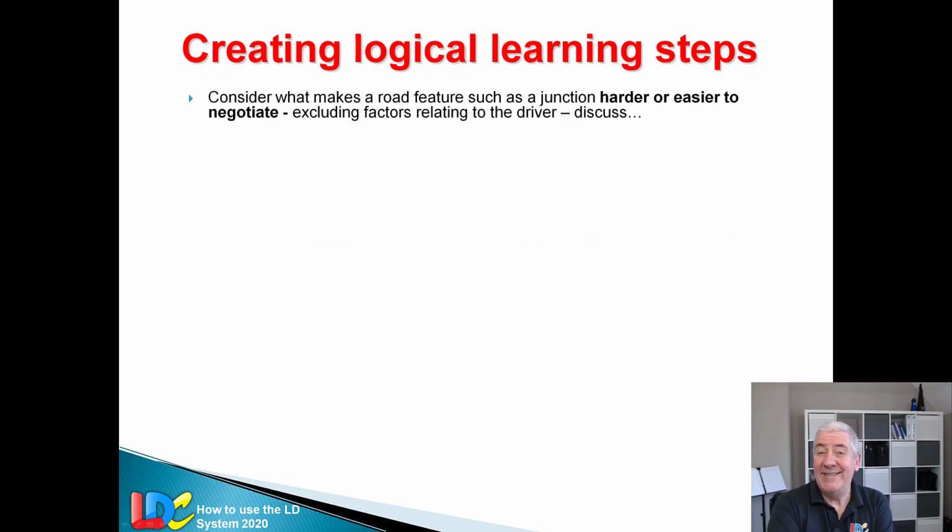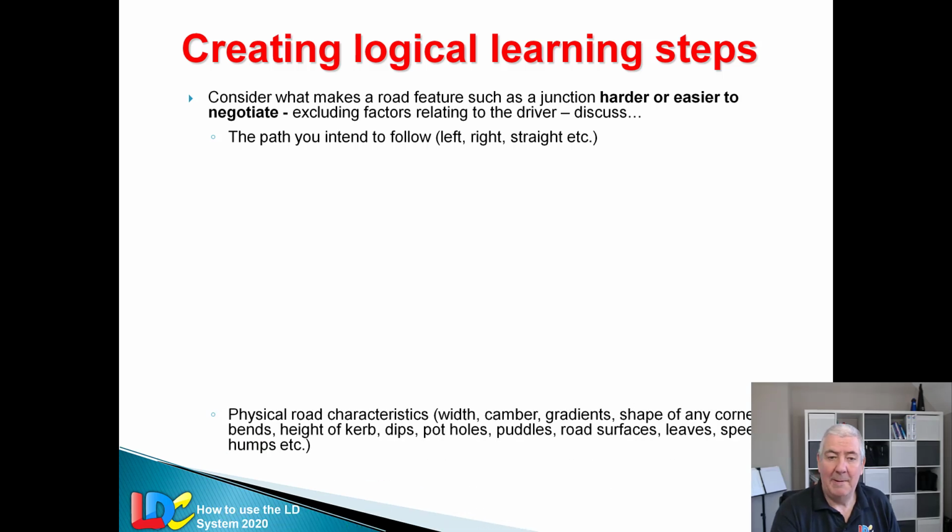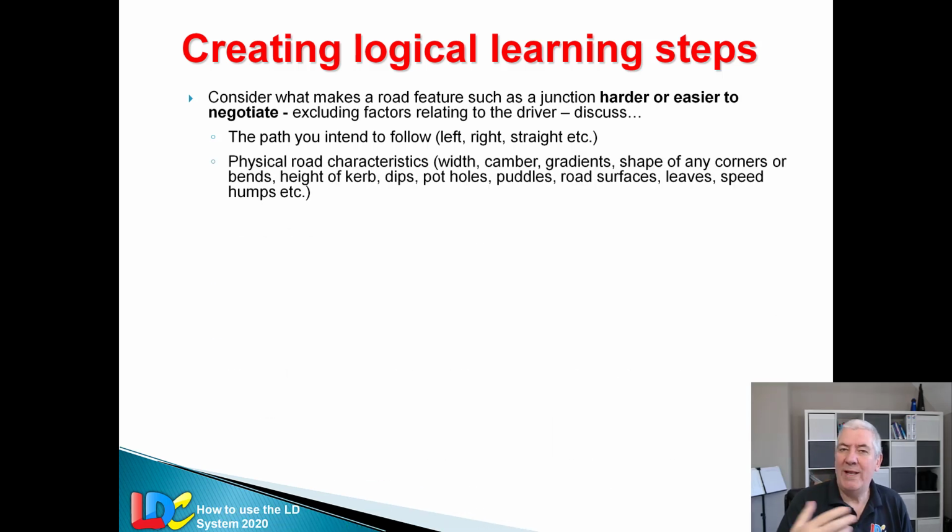So creating logical learning steps, what's that all about? Well, have a think about what makes a road feature, such as a junction, harder or easier to negotiate. Exclude factors that relate to the driver. So let's have a little chat about that. So the path you intend to follow, left, right or straight. Generally, turning left is probably easier, but that doesn't apply to a Y junction. Physical road characteristics: the width of the road, the camber, the gradients, the shape of any corners, the bends, height of the curbs. On your nursery routes, you don't want high curbs, otherwise they'll be breaking your alloy wheels.